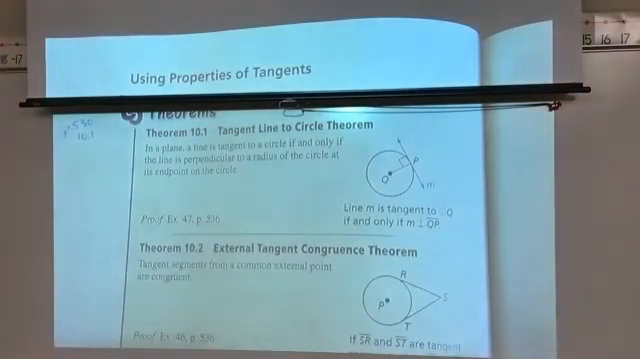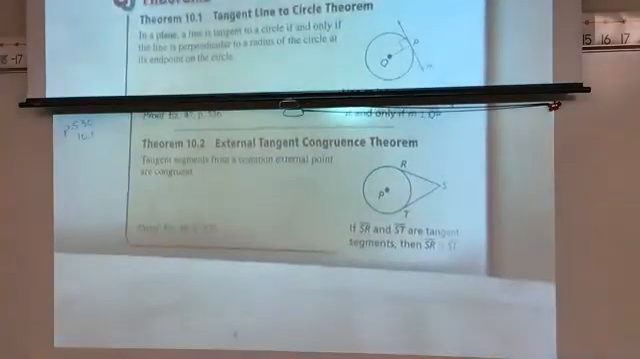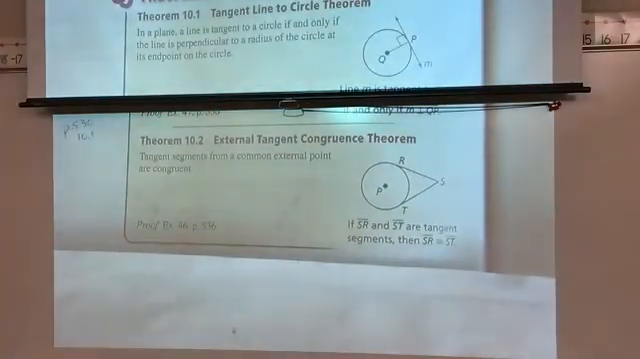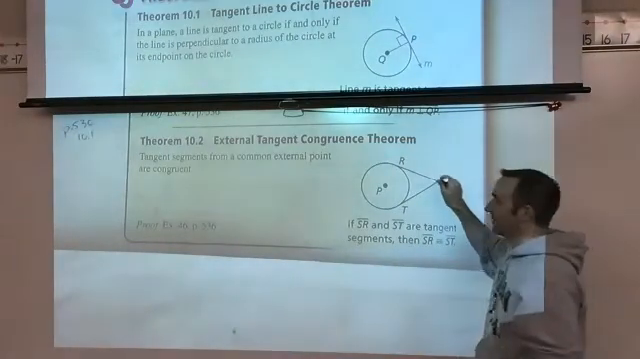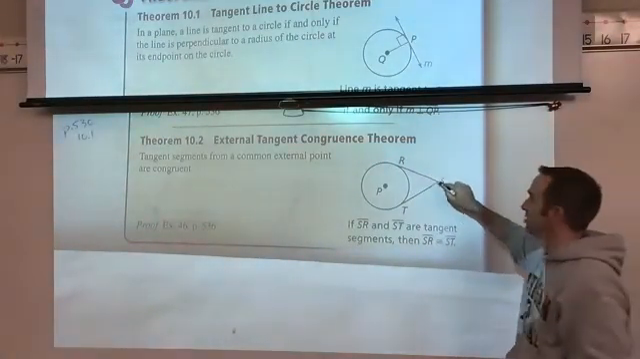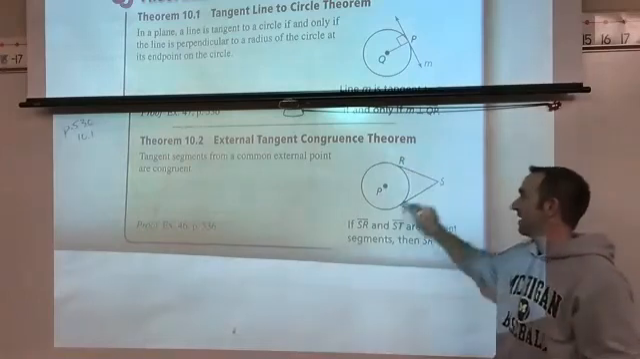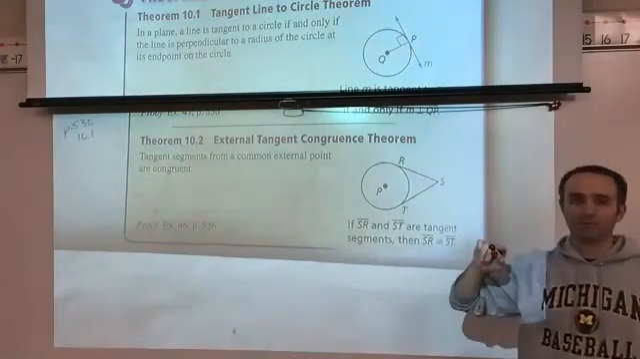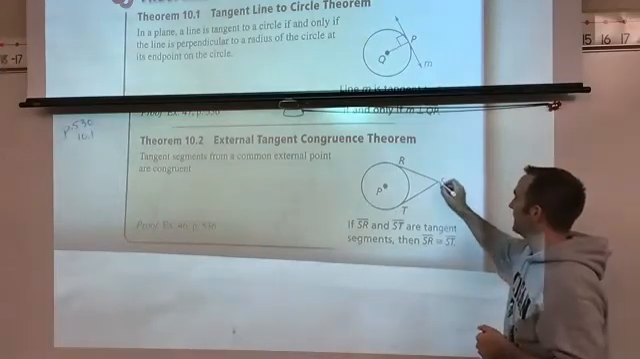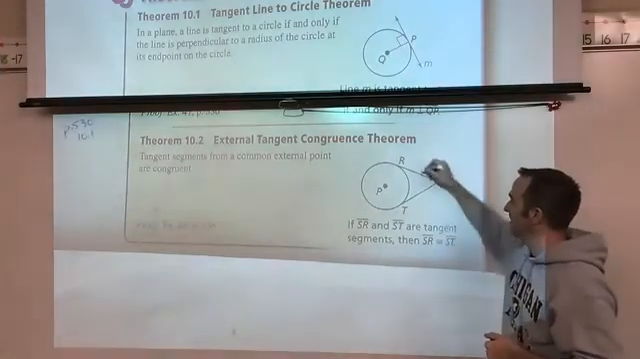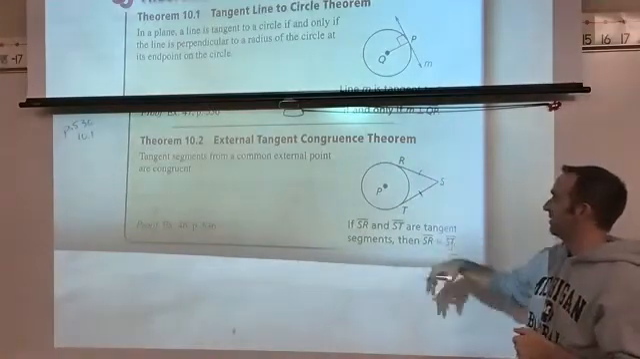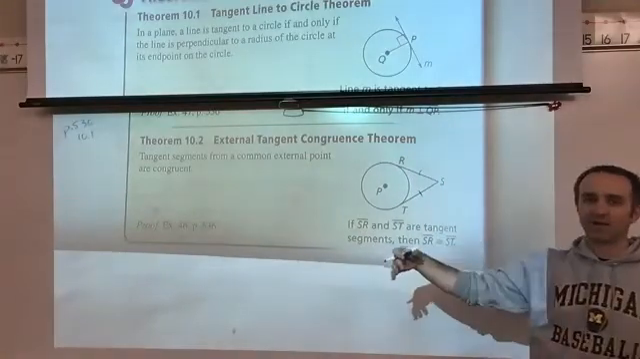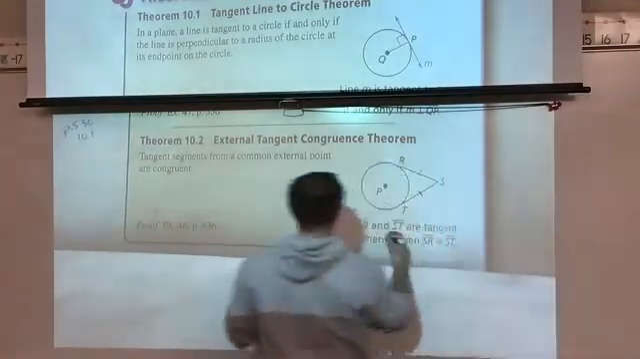The second one, external tangent congruence theorem. This one's saying if you have a point anywhere outside the circle and you draw in the two tangent lines from that point, they are going to be congruent. Okay, so any external point you draw in your tangent lines, RS and ST have to be congruent.